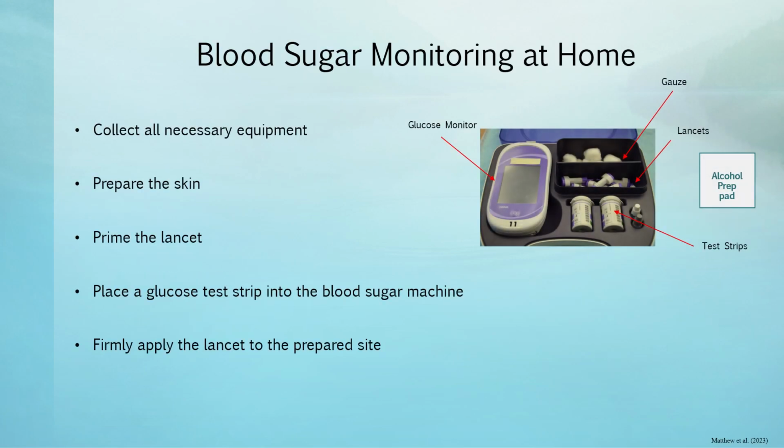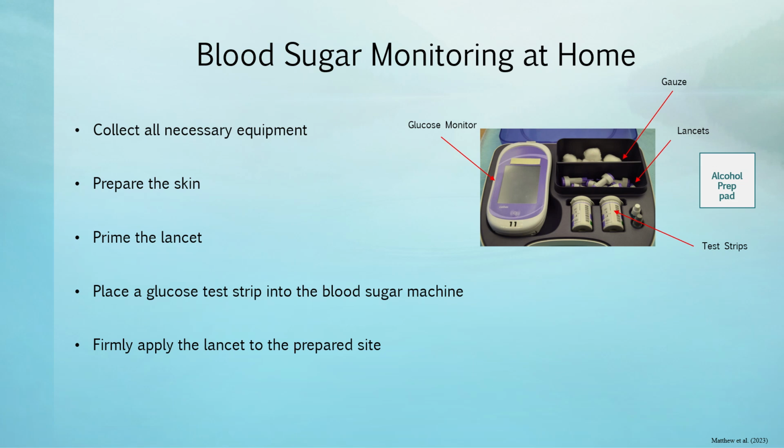Another way to manage type 2 diabetes is by monitoring your blood sugar at home. So we're going to do a quick review of how this is done. You want to collect everything that you need, such as a glucose monitor, lancets, glucose testing strips, alcohol prep pads, and gauze. It is recommended that the skin be prepared by washing with soap and water or using an alcohol prep pad to remove any debris.